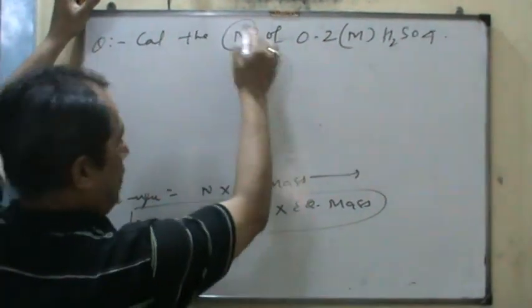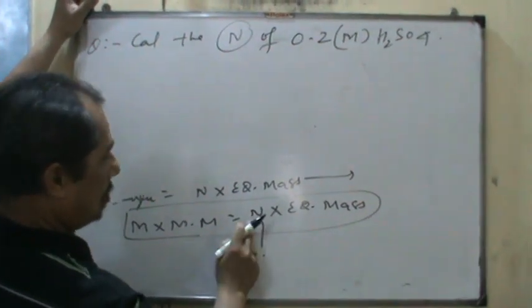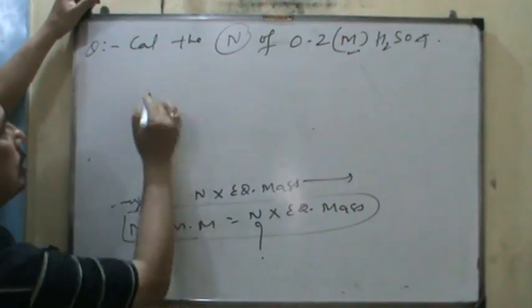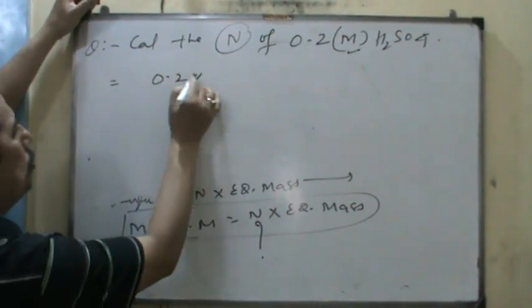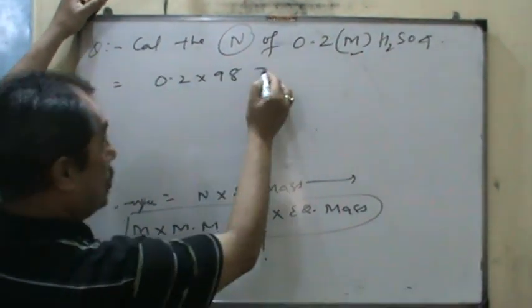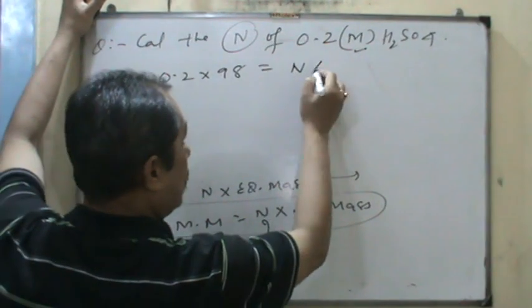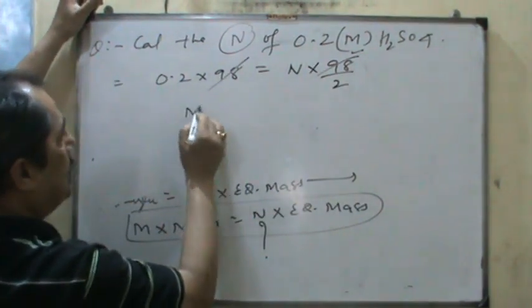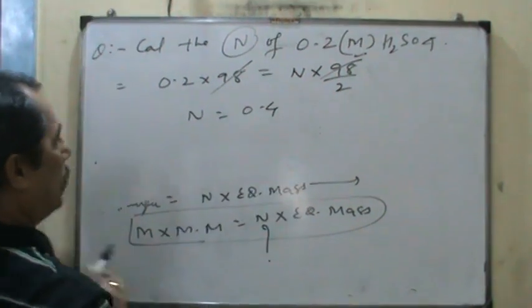Calculate the normality. 0.2 molarity is given. Normality is molarity into molar mass divided by equivalent mass. 0.2 into, what is the molar mass of sulfuric acid? 98. Normality is to be calculated as 98 by 2. 98 cancels, so normality is 0.4.